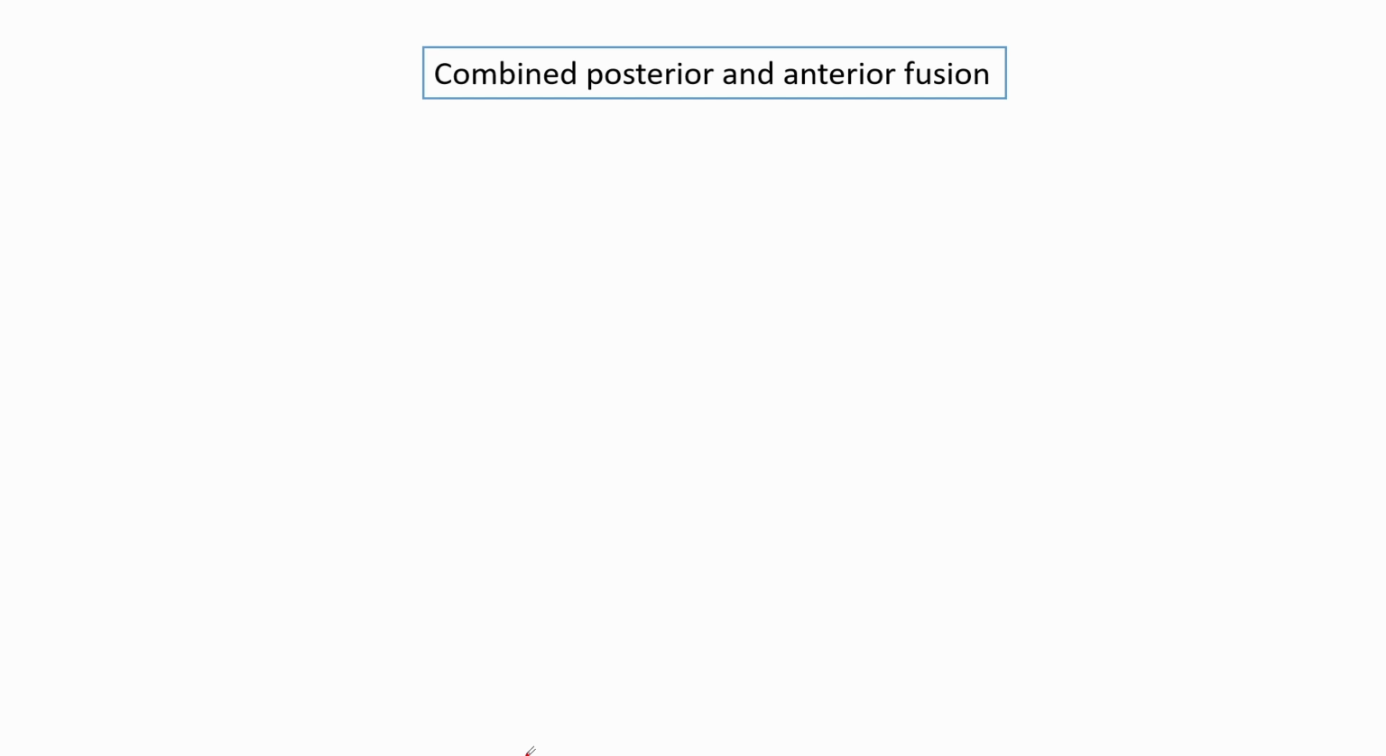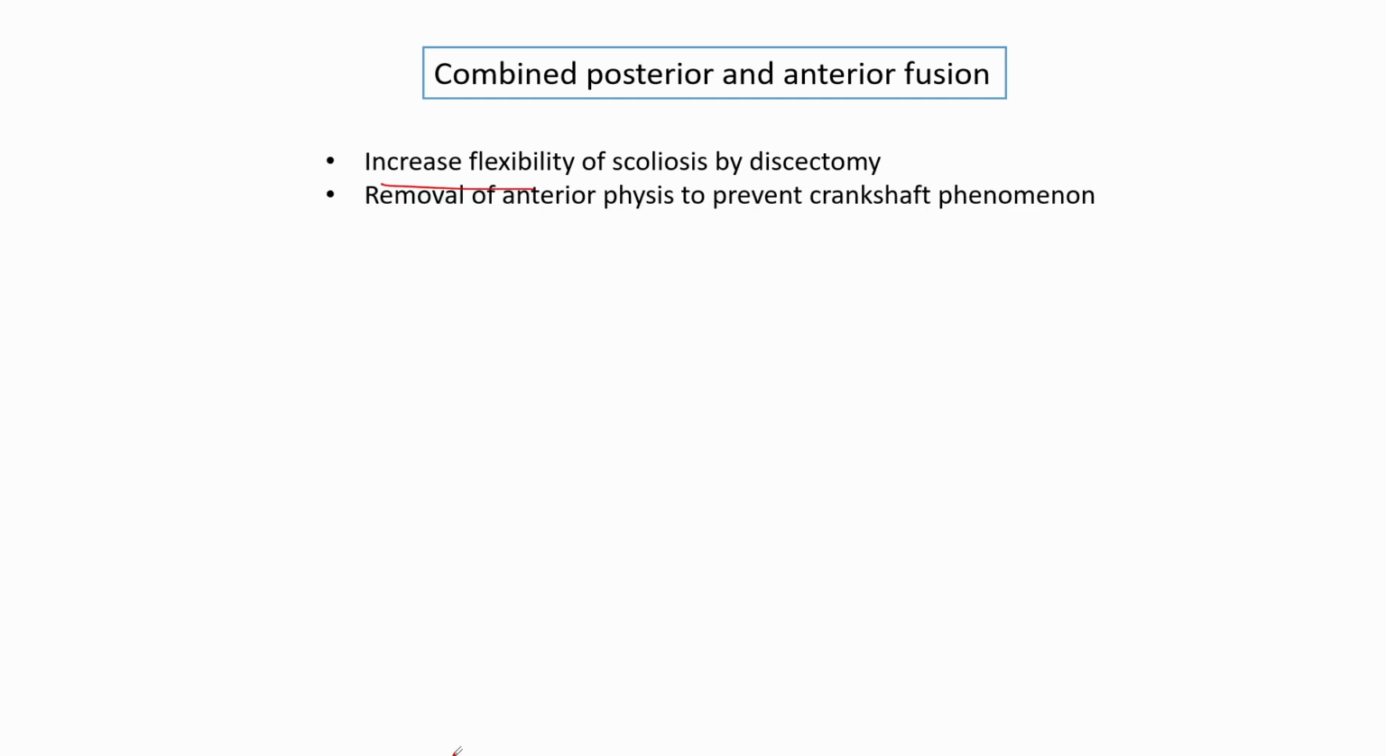Coming to combined posterior and anterior fusion. When an anterior procedure is added to the posterior procedure, it aims to increase the flexibility of the scoliosis by doing a discectomy. Also, we remove the anterior physis to prevent crankshaft phenomenon, which may be common with a posterior only procedure.